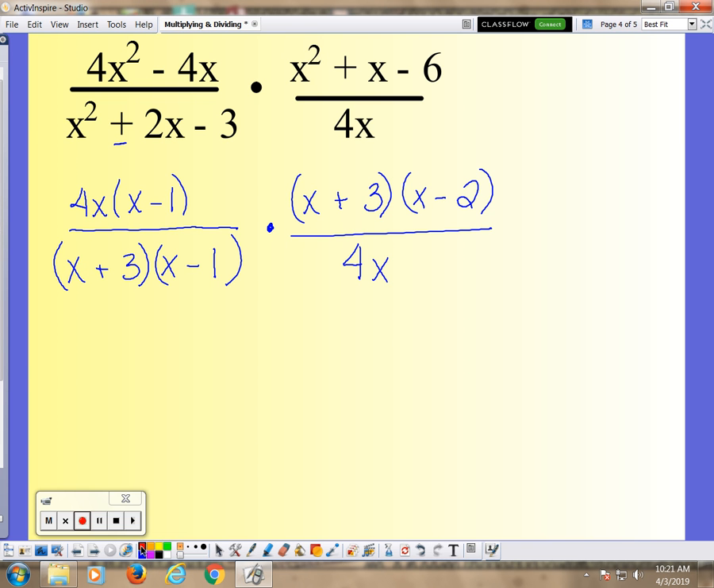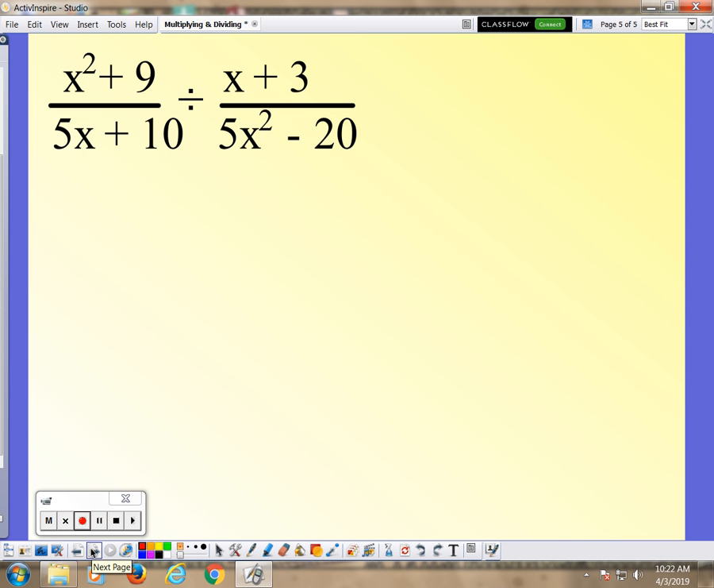All right, everything is now in factored form, so I have multiplication happening, so I can start canceling. So these 4x's cancel. This x minus 1 will cancel. This x plus 3 will cancel. So my final answer is x minus 2. And that, ladies and gentlemen, is a satisfying problem. Let's do one more.